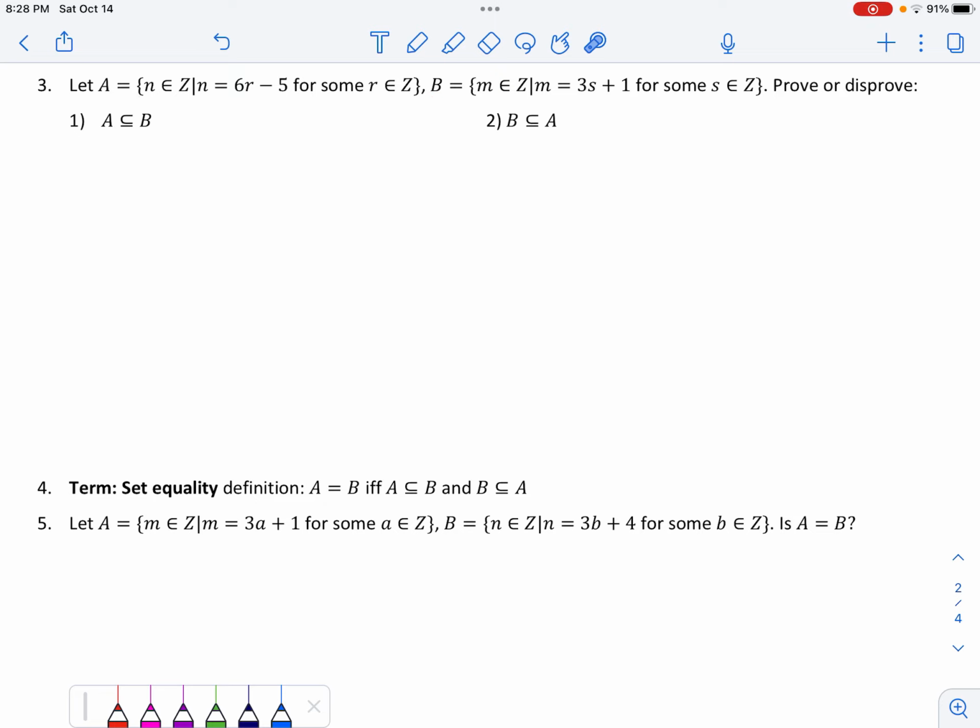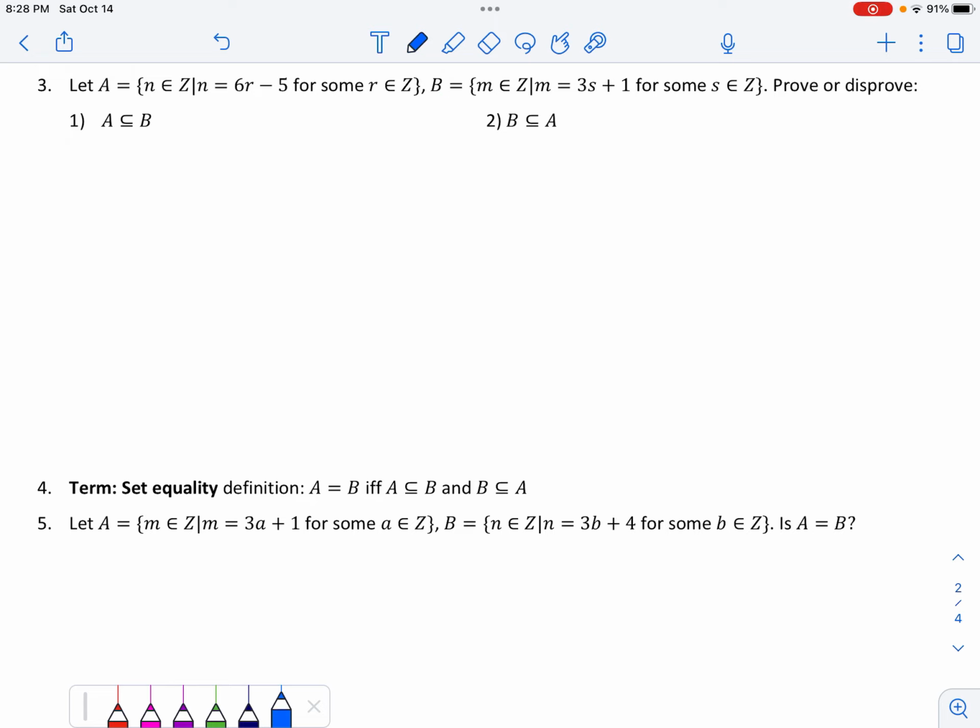And B contains the integers such that the integer is equal to 3s plus 1 for some integer s. So in other words, any integer that can be written in this form will be in B.